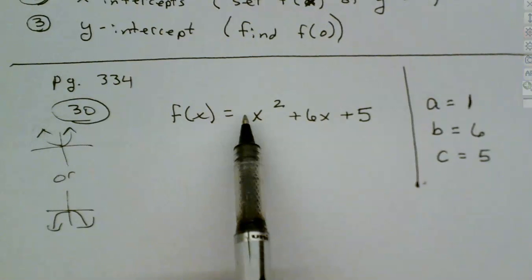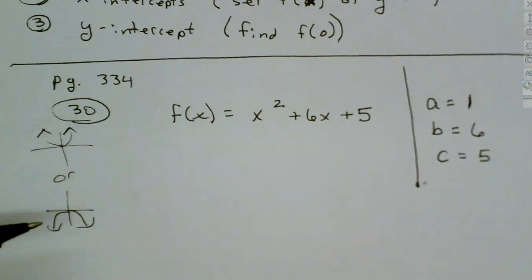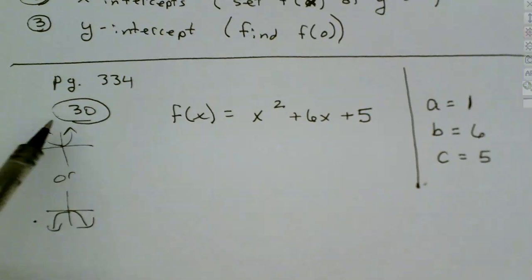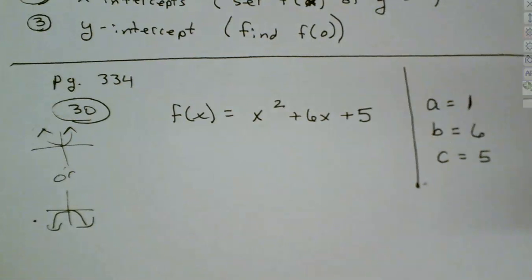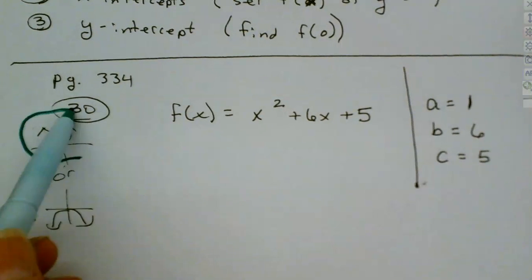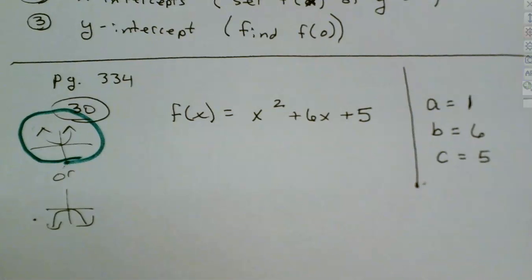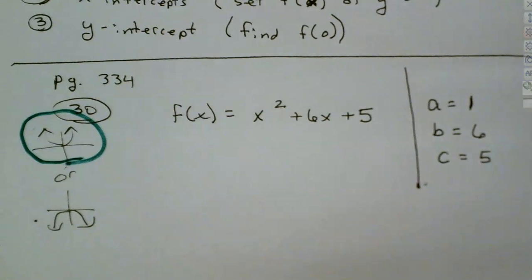If that would have been a negative 2 in front, it would look like that. So you already know that it has to be opening up. So it's going to eventually look like this, and all of these are squares. This one's going to be opening up because that's positive. So let's go ahead and find our vertex now.